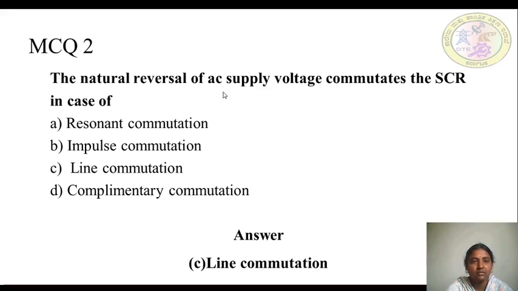So the natural reversal of AC supply will take place in line commutation, because the resonant type of commutation, where L and C components are used to produce a resonating current, will come under forced commutation, and impulse commutation also will come under forced commutation. Complementary commutation will also come under forced commutation. Line commutation is the one which will come under natural commutation. So the natural reversal of AC supply voltage for turning off of an SCR will be this line commutation.